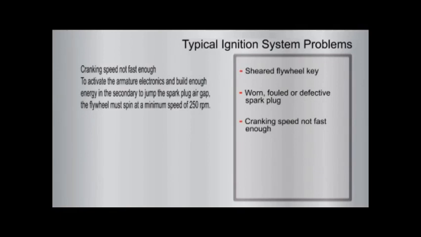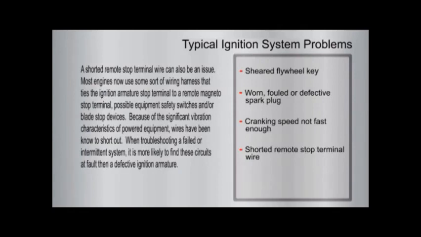To activate the armature electronics and build enough energy in the secondary to jump the spark plug air gap, the flywheel must spin at a minimum speed of 250 RPM. A shorted remote stop terminal wire can also be an issue. Most engines now use some sort of wiring harness that ties the ignition armature stop terminal to a remote magneto stop terminal, possible equipment safety switches and/or blade stop devices.